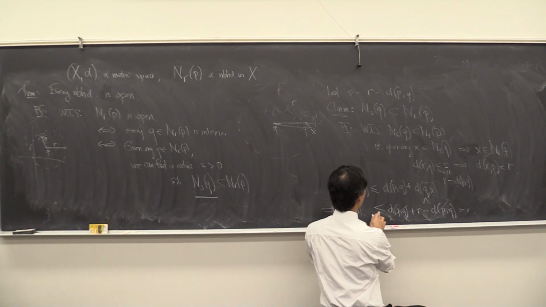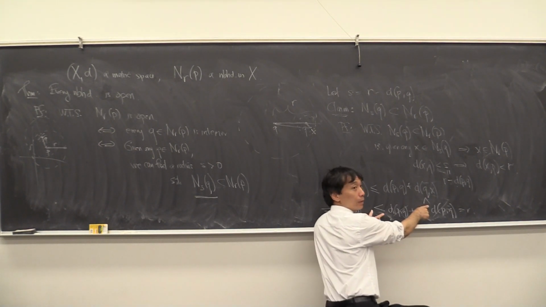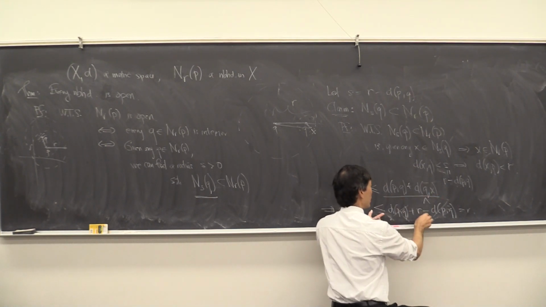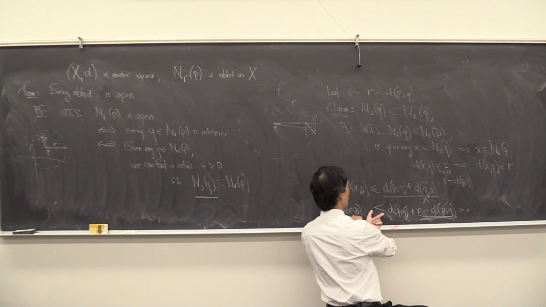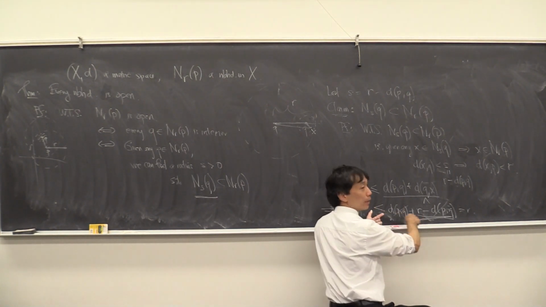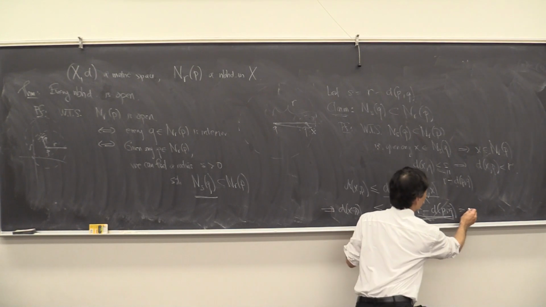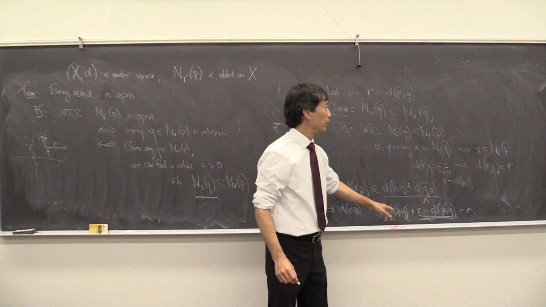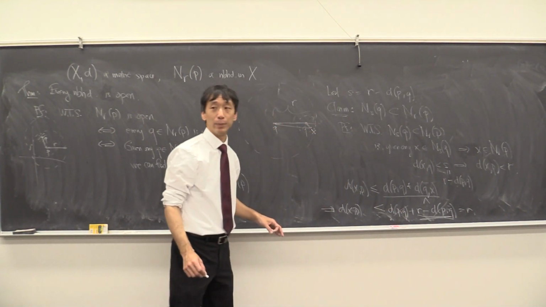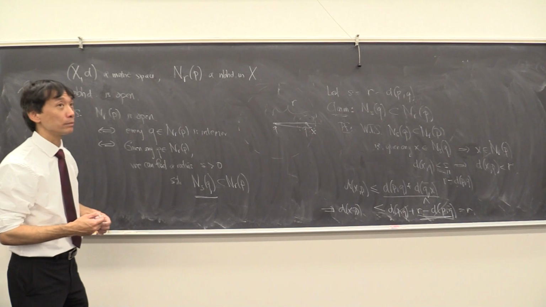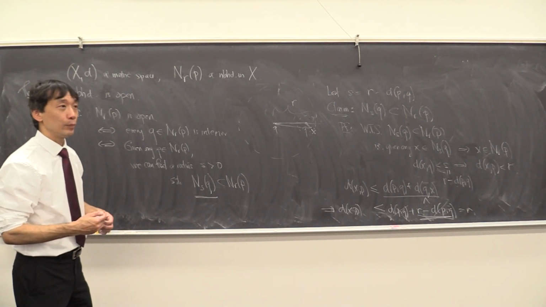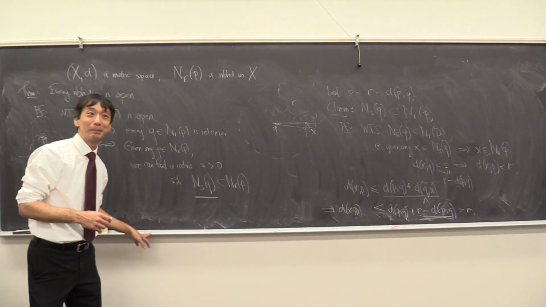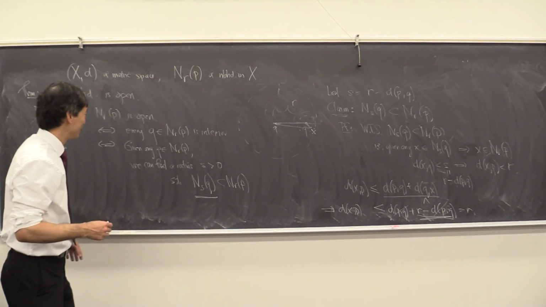Actually, we can make this strict because this one was strict. This was less than or equal to this, but this guy is strictly less than this. So now this guy is strictly less than their sum. That's what we wanted: the distance from x to p is strictly less than r. In other words, the point is in the set, in the neighborhood. Everybody comfortable?